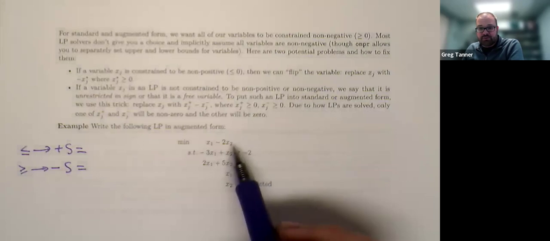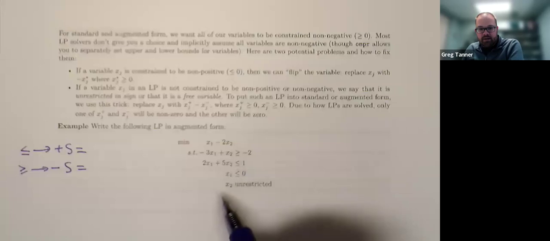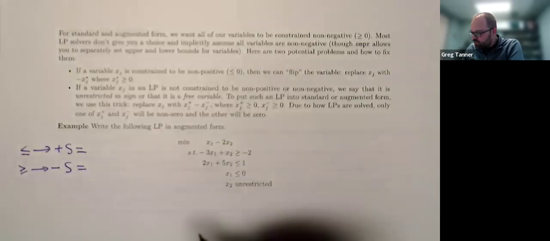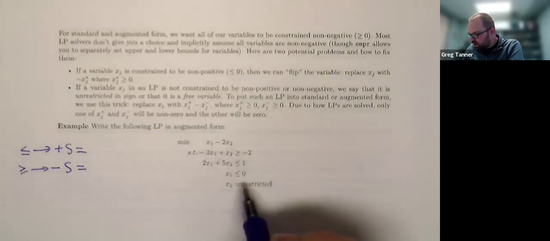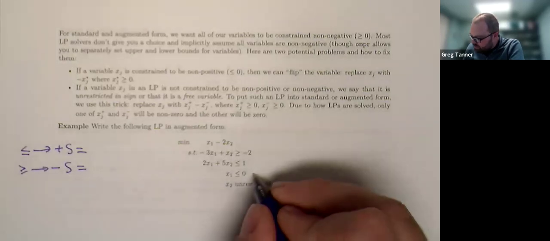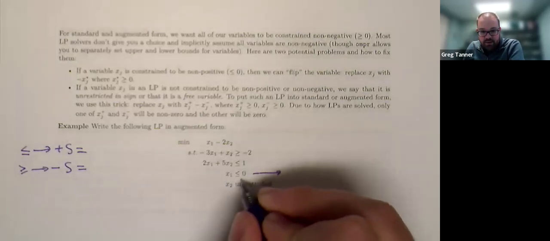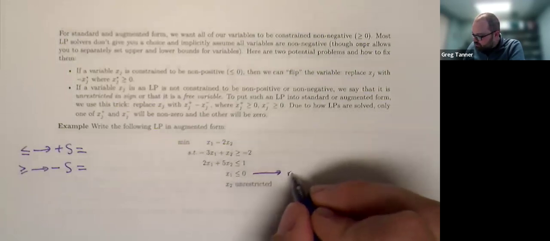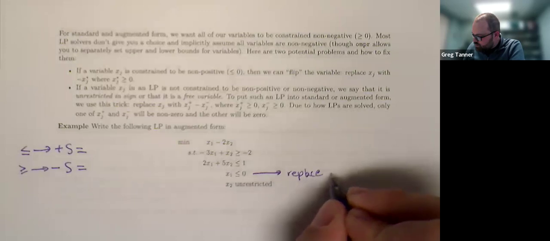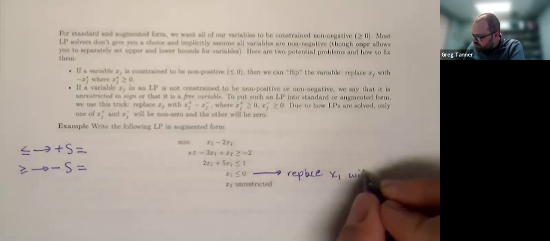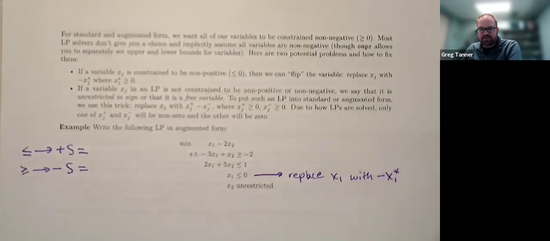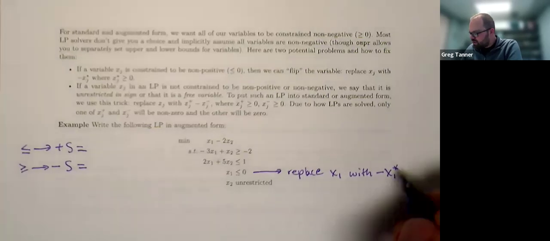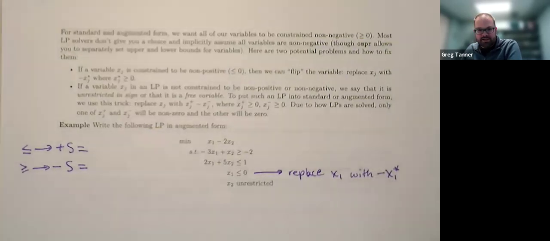We don't have to touch the objective, so we'll leave the objective alone, but we will modify each of the constraints. Before we get to the two constraints that we have here, let's actually look at our two variables. First off, we've got x1, which is constrained to be less than or equal to 0. Let's go ahead and replace x1 with negative x1, and we'll give it a star to denote that it's the modified version. I guess because it's going to be the negative version, we could put a minus sign on that.